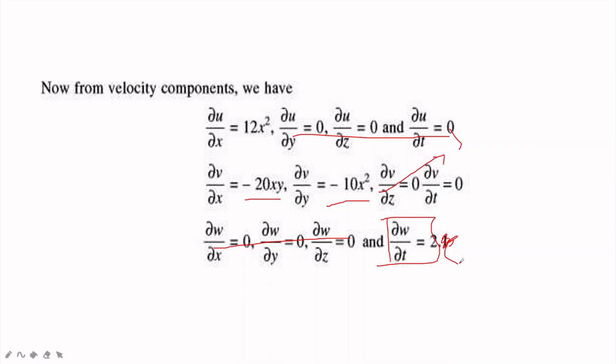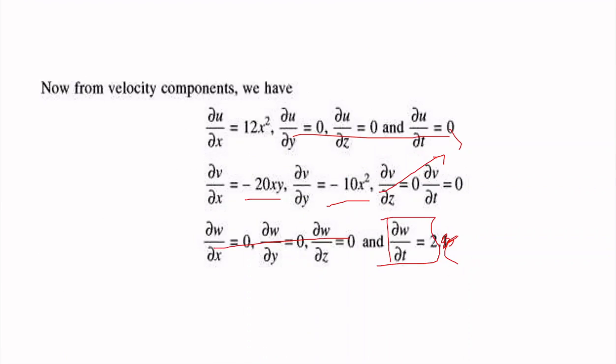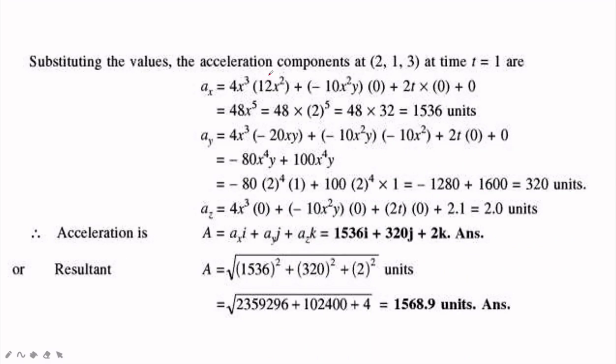Now we have to substitute the values of this equation in this equation. We will substitute now. Substitute the values in the acceleration components at point 2, 1, 3 at a time t equal to 1. So ax is equal to u, which is 4x cube, into ∂u/∂x, plus v into ∂u/∂y, plus w into ∂u/∂z, plus ∂u/∂t. Sit calmly and substitute one by one.